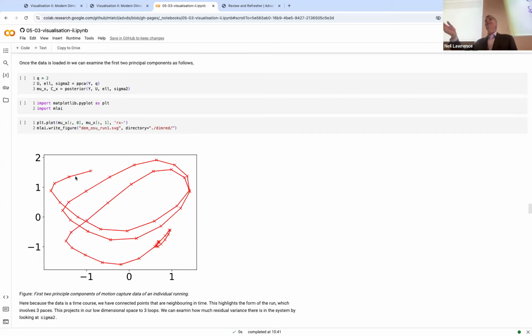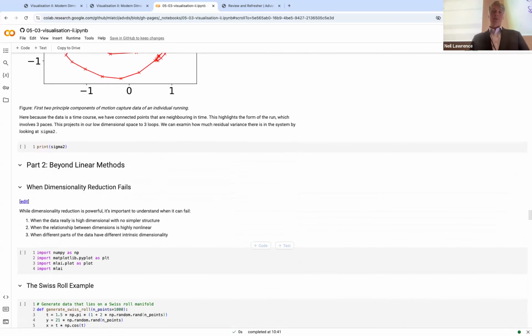Now, in both cases, notice you're not seeing a Gaussian blob, right? You're not seeing a Gaussian blob in the latent space. So our model is wrong, but you are getting to see the structure in the data because you're looking through a linear projection. What we can immediately see here is that this is some form of cylindrical structure. This is the start of the run, where the pose of the run is in a slightly different position. So you're immediately getting these instincts for the data, even though the model isn't quite right.